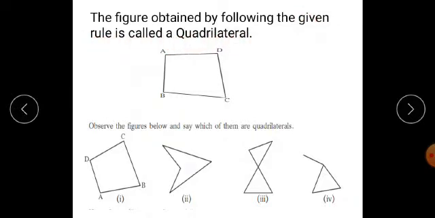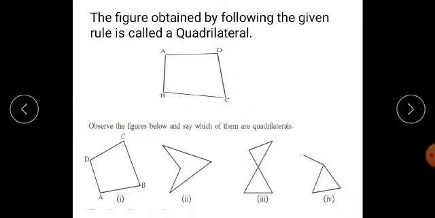Now one question is given. Observe the figures below and say which of them are quadrilaterals. Now, if you see all these figures, you may state that only figure 1 is a quadrilateral. But students, you have to take care that figure 1 and figure 2 are both called quadrilaterals, whereas figure 3 and figure 4 are not quadrilaterals.